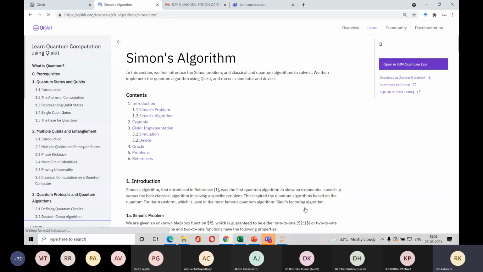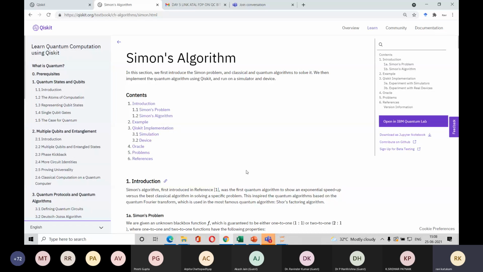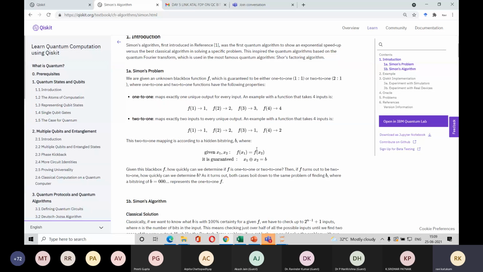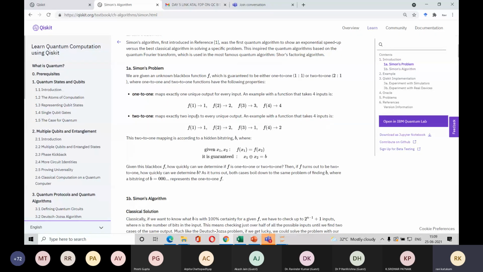So one more algorithm you have is Simon algorithm. So what is this Simon problem? We are given an unknown black box function f, which is guaranteed to either return 1 to 1 or 2 to 1. So this has certain properties. 1 to 1 means it maps exactly one unique output for each and every input. For example, f of x is there. For all these inputs, as the input is changing, you will see various outputs. Whereas 2 to 1 is for every two inputs, you will get the same output. Okay, so there can be two outputs which are repeating.